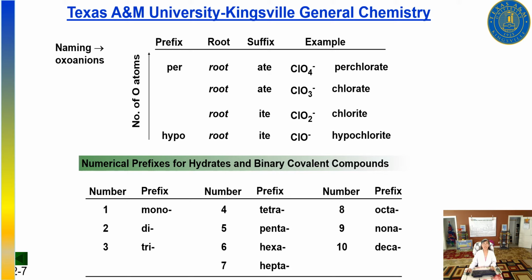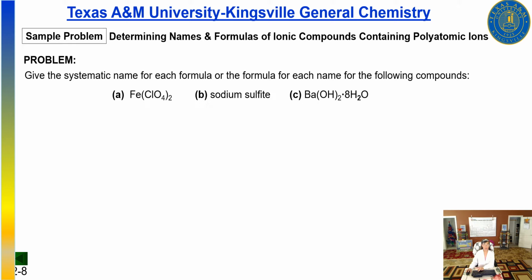Octa means number 8. Number 6, hexa. Number 7, hepta. 9, nona. Above 10, I will leave it for everybody to study by yourself.